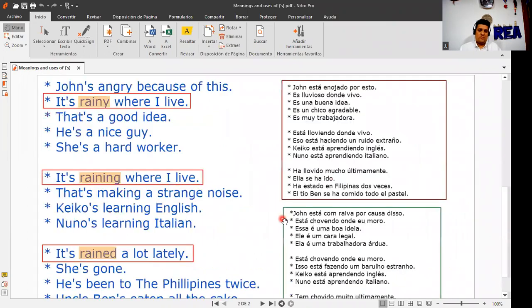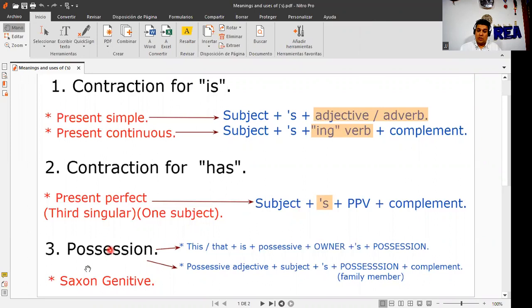The next use for apostrophe S. In this case, we're talking about the Saxon genitive, which is another way to express possession. There is no specific formula because you have ways to express Saxon genitive, basically two ways. So that's what I got, two formulas. In this case, you would use this or that plus is, a possessive adjective, the owner, apostrophe S, and the possession or the object, the thing.